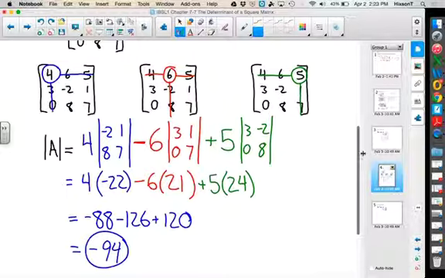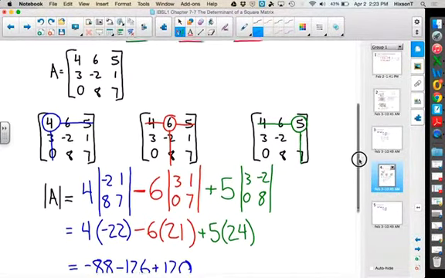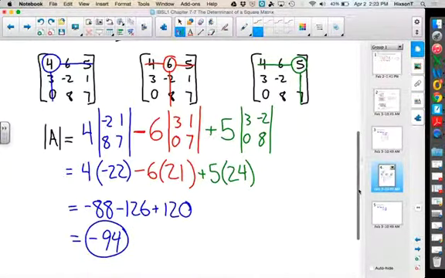Yes? Do you always subtract the middle? Yes, you always subtract the middle one. Okay. That's just part of the formula. Okay, so does that make sense? Is that clear? Alright.